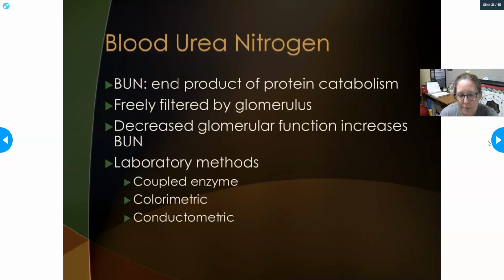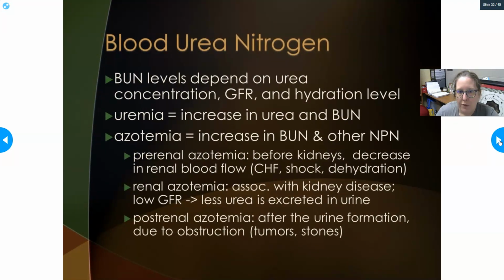There are several lab methods. Most of them are coupled enzyme methods, meaning using 2 enzymatic reactions. Some of them can be colorimetric, and there are also some conductometric methods. Again, the BUN levels depend on the urea concentration, the glomerular filtration rate, and the hydration level of the patient. If a patient is dehydrated, you'll see it in their BUN pretty quickly.